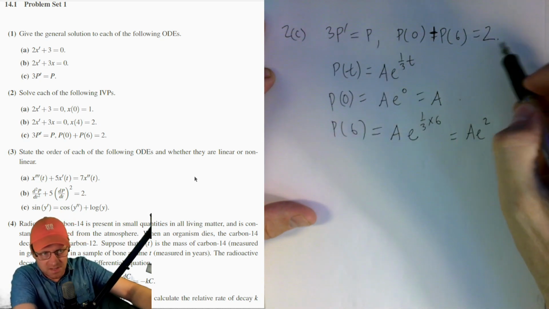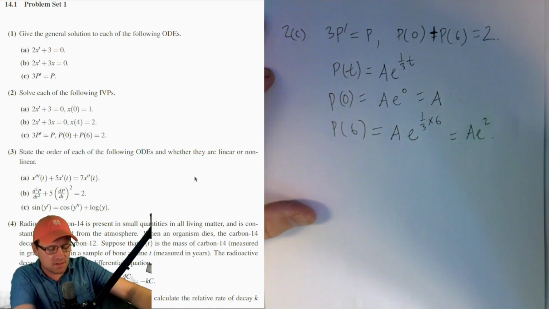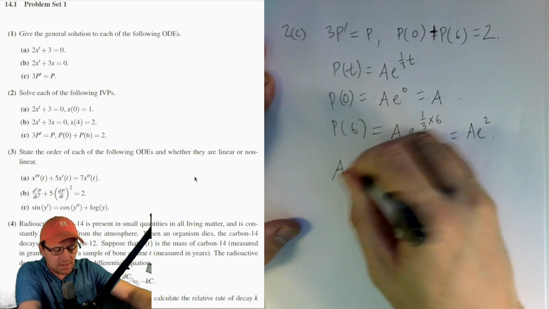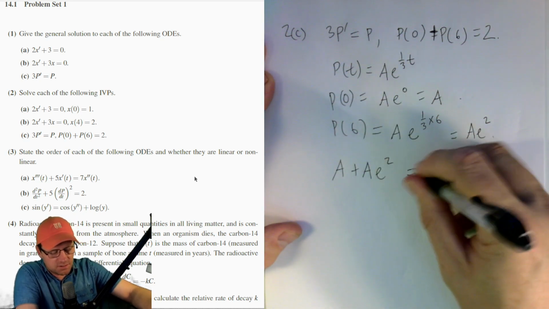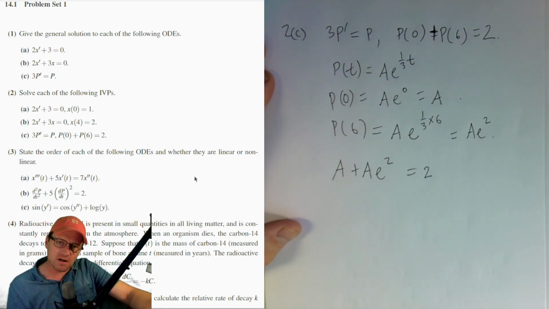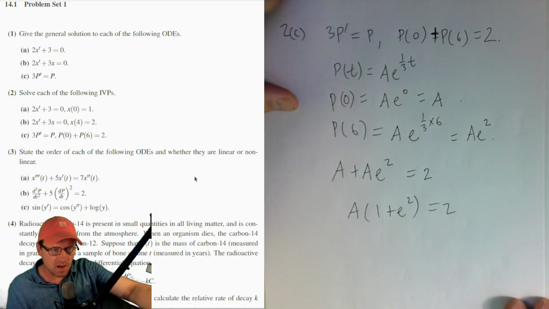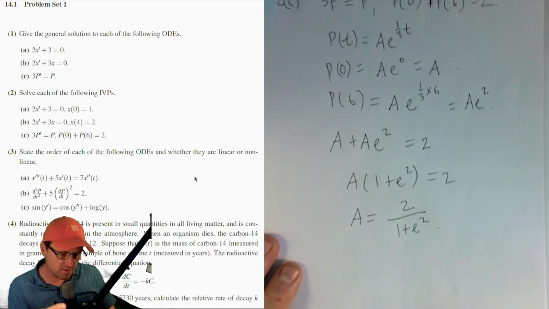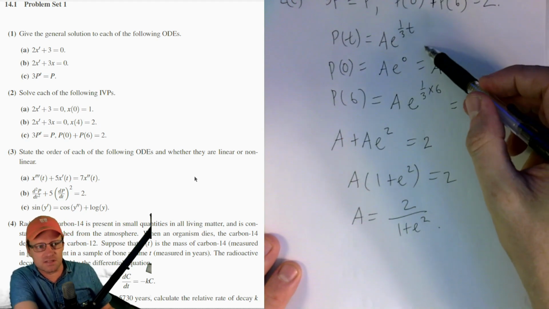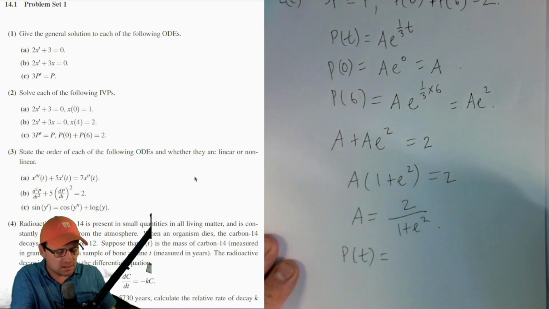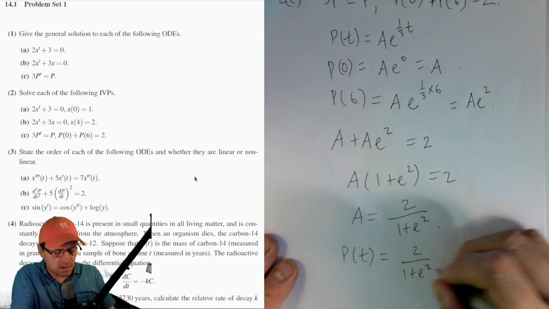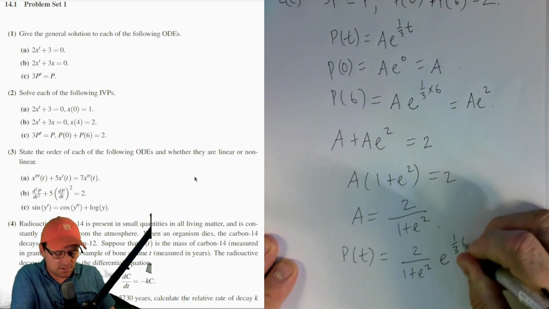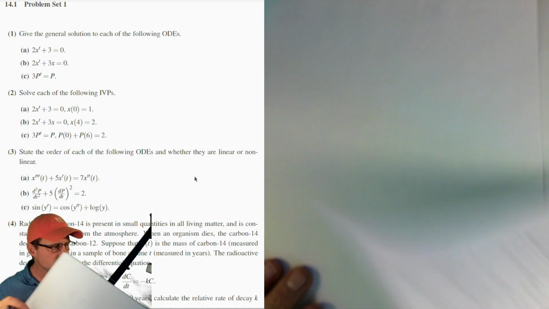Okay, this relation up here says if we add these two together, then we should get 2. So A plus A e to the power of 2 is 2. We can factorize the A out on the left and then divide by 1 plus e squared to get the value of A. Now that we have A, let's substitute this into this line. So we have P of t is 2/(1 plus e squared) times e to the power of 1/3 t. Okay, moving on to question 3.